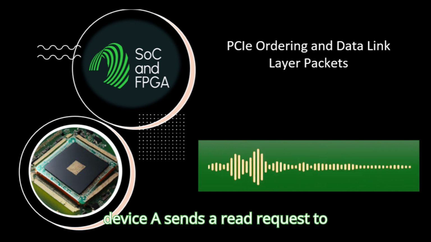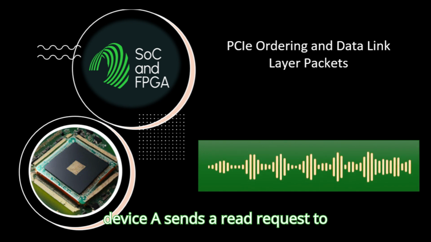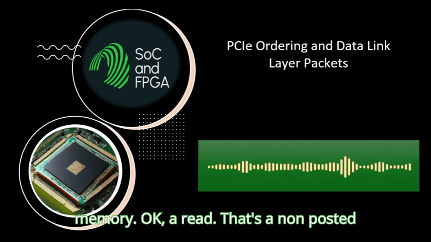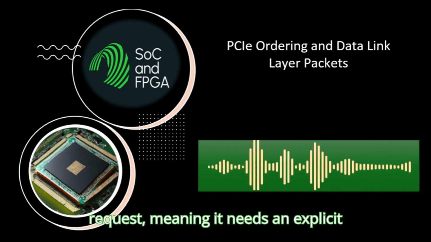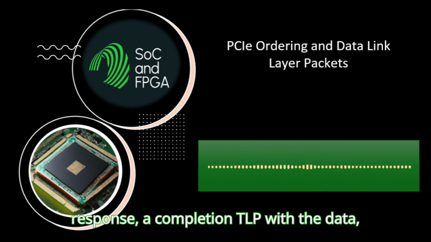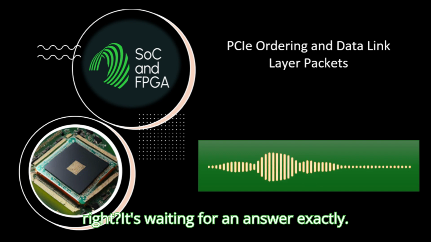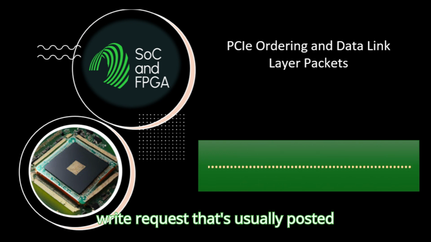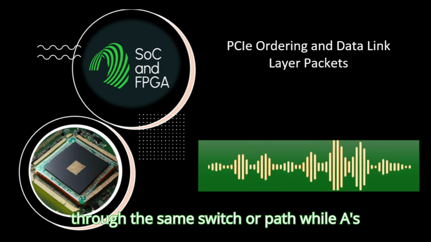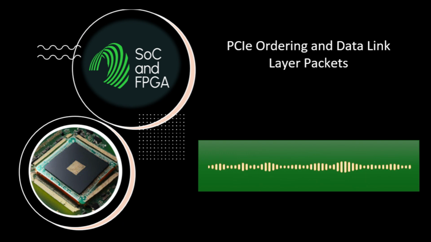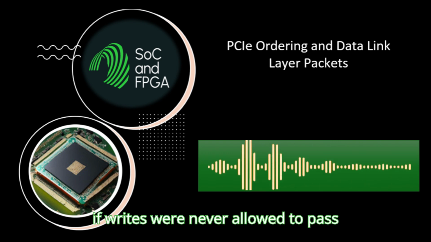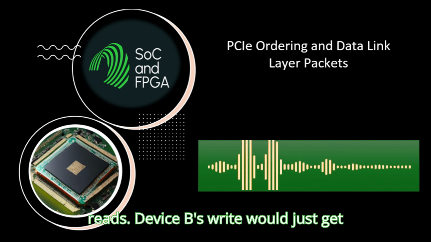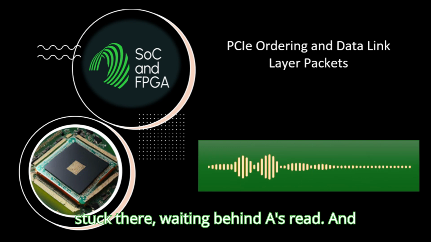Imagine device A sends a read request to memory. Okay, a read. That's a non-posted request, meaning it needs an explicit response, a completion TLP, with the data. Right, it's waiting for an answer. Exactly. Now imagine device B wants to send a write request, that's usually posted, through the same switch or path while A's read is still waiting for its completion. If writes were never allowed to pass reads, device B's write would just get stuck there, waiting behind A's read.